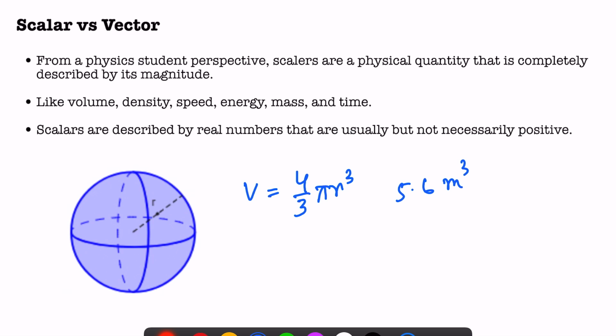But let's say one more scalar value, that is temperature. Temperature can be minus 10 degrees Celsius, right? So it's not necessarily positive. So scalars are described by real numbers that are usually but not necessarily positive.